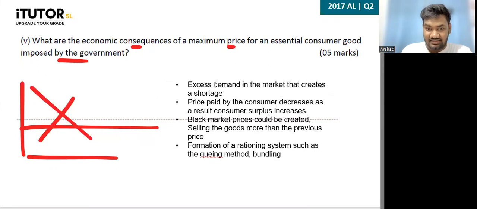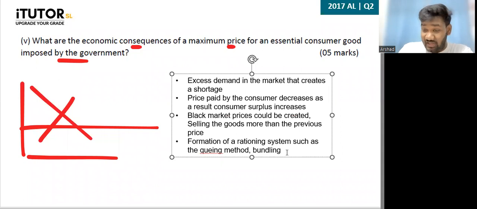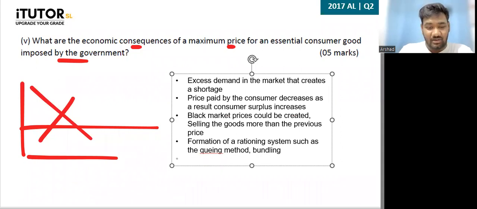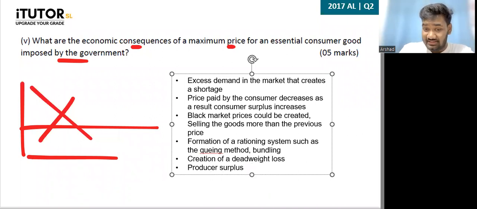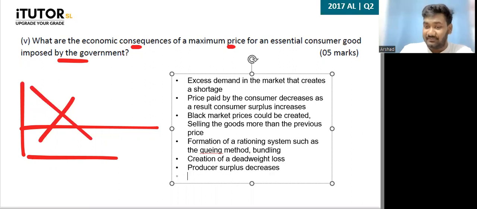Anything else? You can also say that a deadweight loss is created. That can also be an economic consequence, right? Creation of a deadweight loss. You can also say producer surplus decreases. Those can also be economic consequences. Shutdown in investments. Okay, fine. Not a main point, but you can say because of the maximum price, the profit that the producer can earn goes down, so investments into the industry will decrease. Correct?